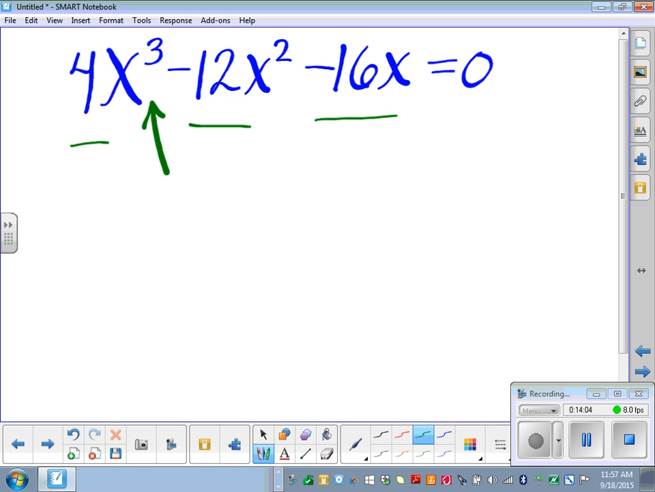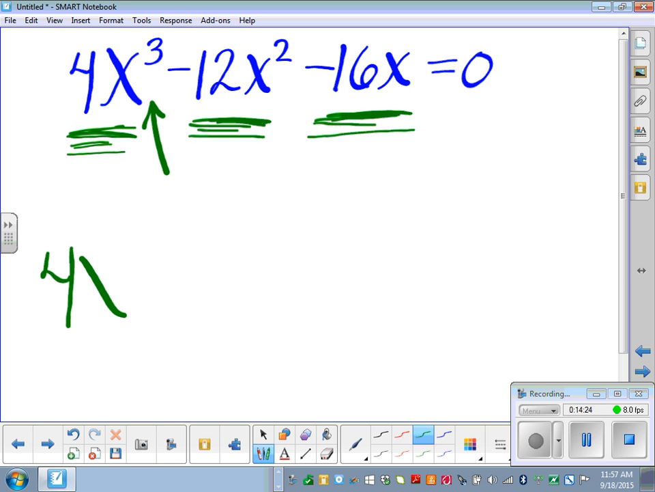So notice this one has a 4 and an x cubed, this one has a 12x squared, and this is a 16x. Well, notice that 4, 12, and 16 all divide by 4, so we're definitely going to pull out a 4. But that's not it. This has an x. Well, this one at least has an x, and this one at least has an x. So we're going to pull out a 4 and an x. We're going to write what's left inside the parentheses here.